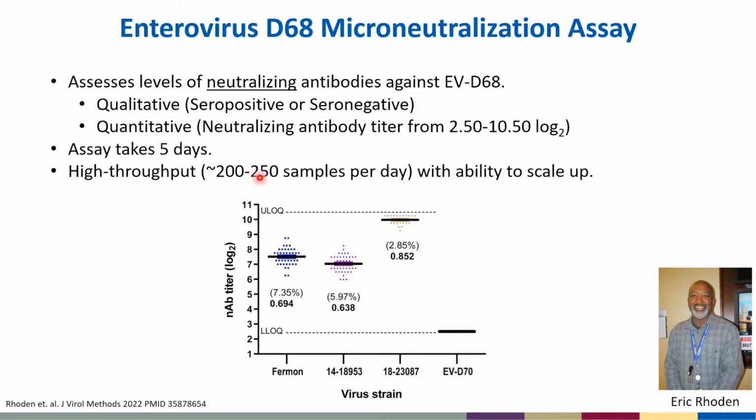One of the downsides to the assay, it does take 5 days because we're looking at cytotoxicity of cells. On the nice side, it's fairly good on a high throughput side, where we can do about 200 to 250 samples per day. And we've been using this assay to perform sera surveys. Again, if you want to know more about this assay, I'll point you to Eric's paper that was recently published.